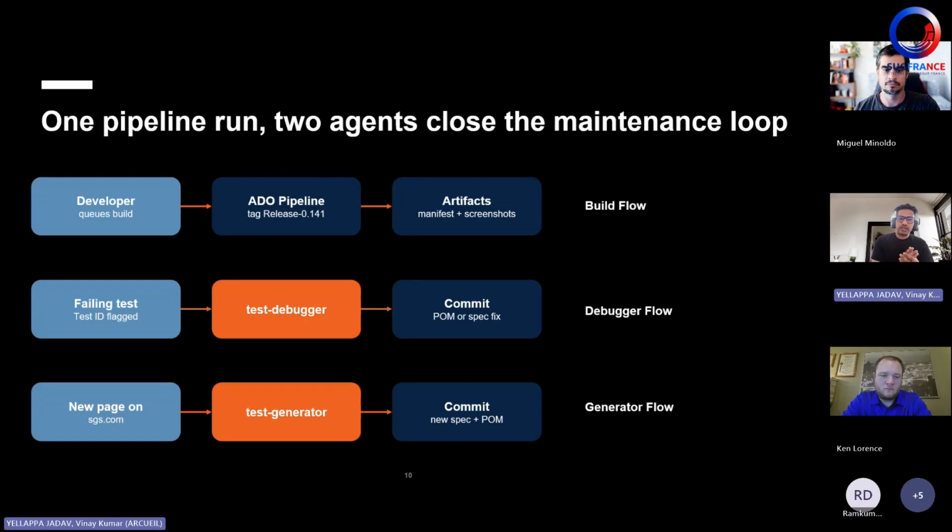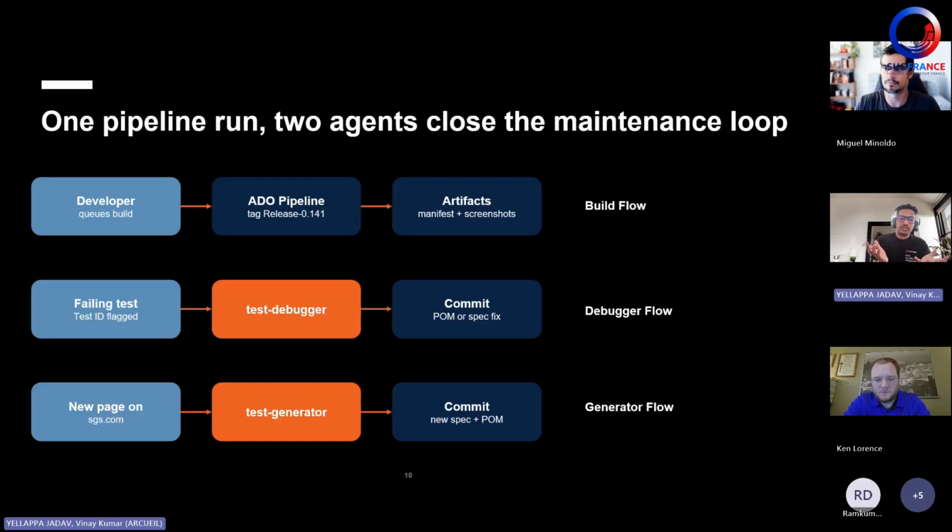And we have a pipeline run where the developer can run the pipeline, and we tag it with a particular release. The artifacts are generated with the test results. And during debugging, we use the test debugger agent. The QA uses the test debugger agent to see why that particular test is failing and updates it.